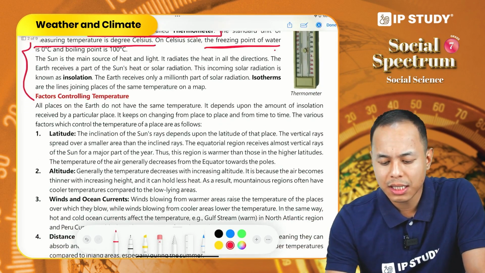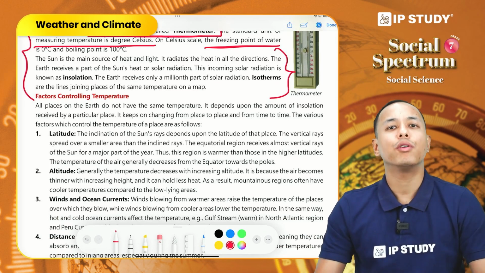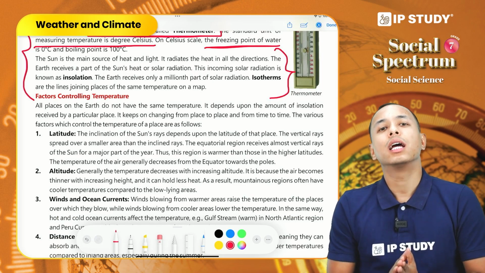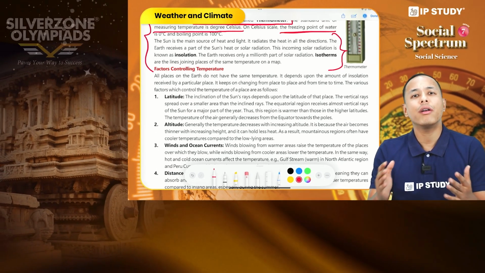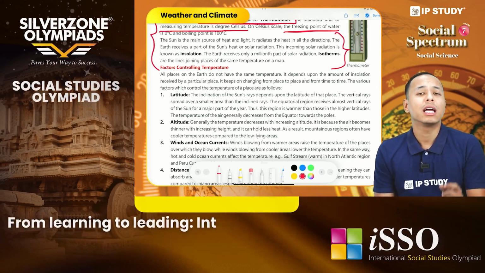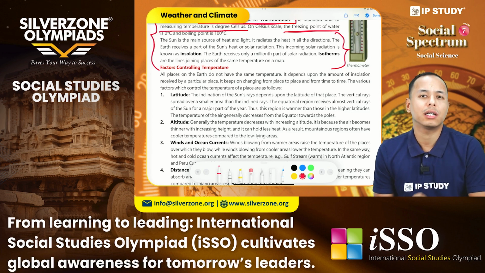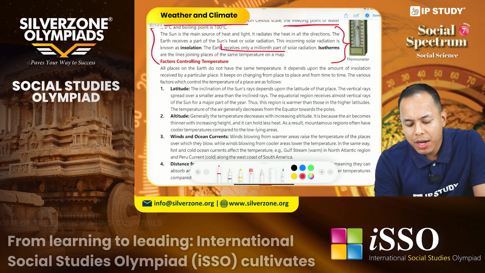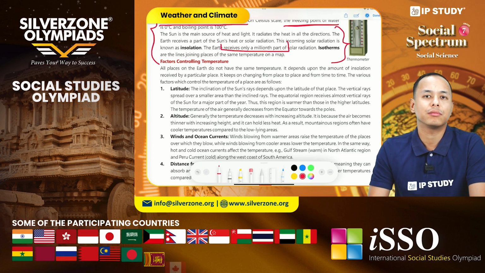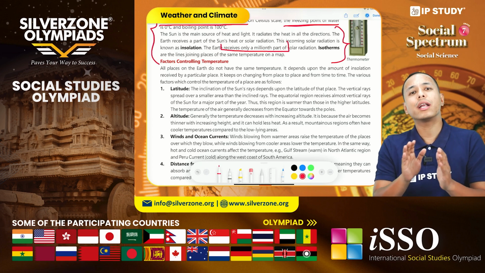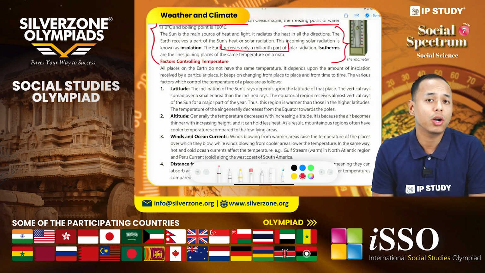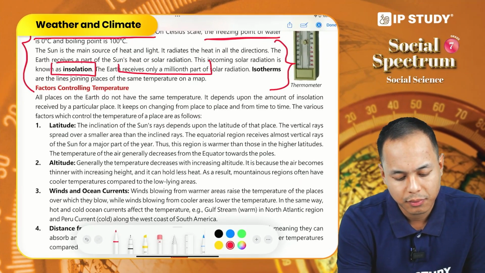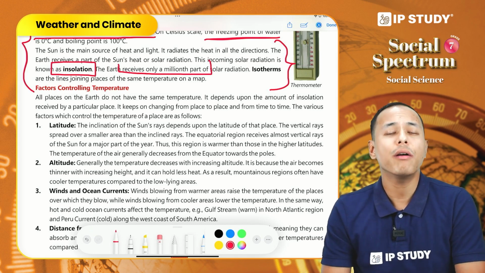Now let us see insolation and isotherms. We know that the sun is the main source of heat and energy, and the sun radiates its heat and energy in all directions, and the earth also receives a small portion of the heat radiated by the sun. Earth receives only one part in a million of this solar radiation. This solar radiation which the earth receives is also called incoming solar radiation, or insolation.